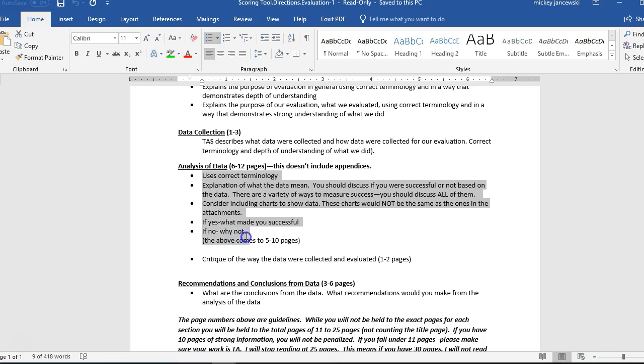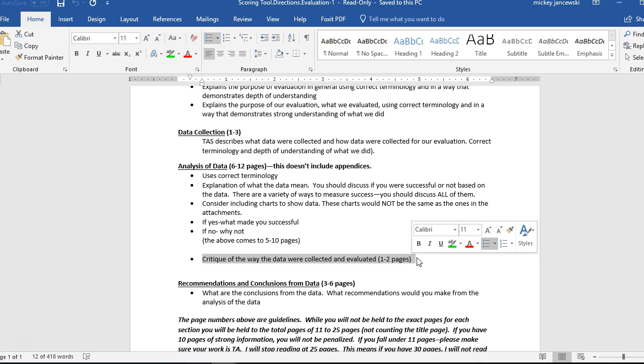All of this comes to 5 to 10 pages. I can't imagine you doing this under 5 pages. You might, but I can't imagine it. Then the last 1 to 2 pages are you critiquing the way we collected the data. So you've already explained how we collected the data above in one different section. You've explained what your data mean. And now, looking at all of that, is there a way that we could have changed the data collection that would have made it better?